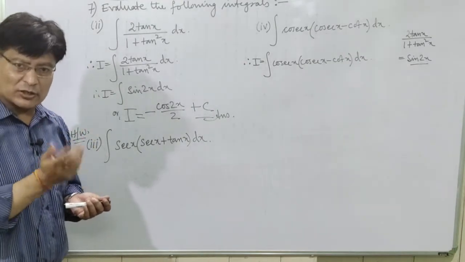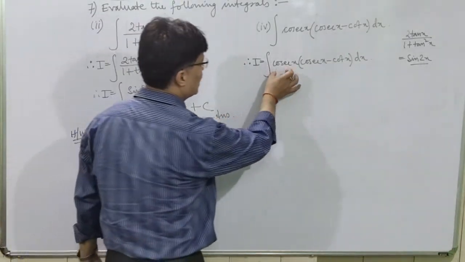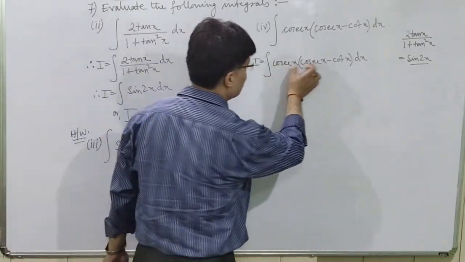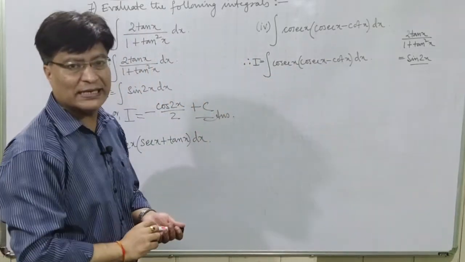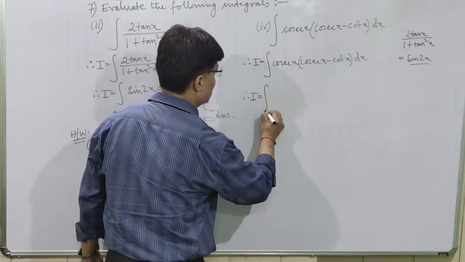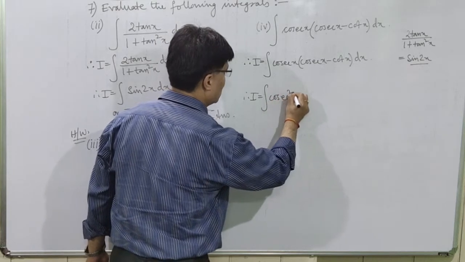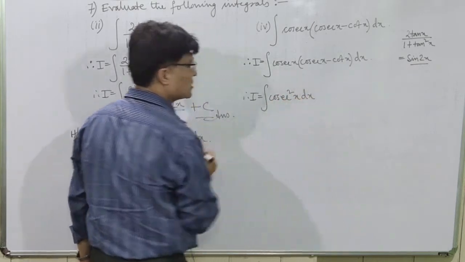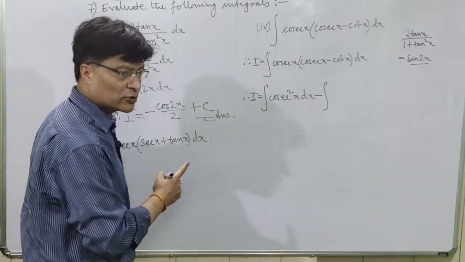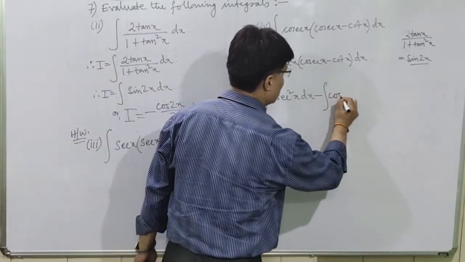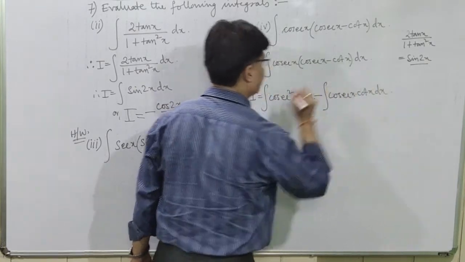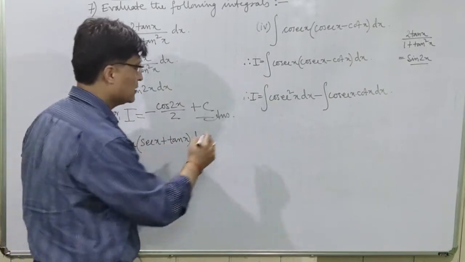You can multiply the term and separate, that is cosec x into cosec x, cosec square x, then minus cosec x cot x, then separate the integral sign and dx also. So therefore I is equal to integration of cosec square x dx, right? Then minus integration of cosec x cot x dx. I think you have understood it.